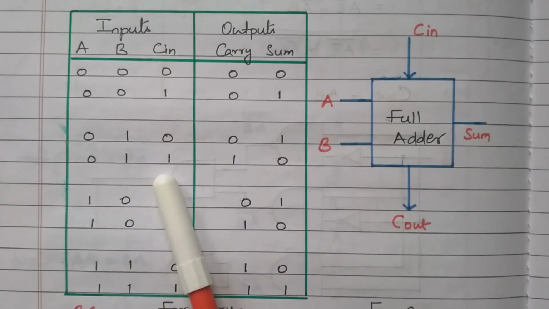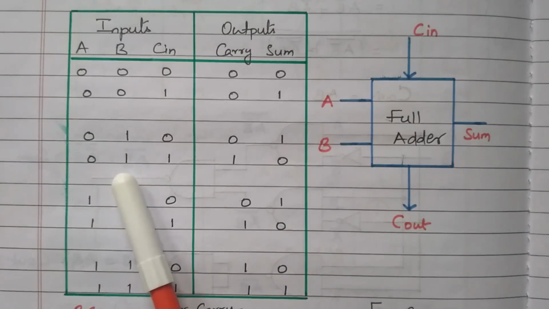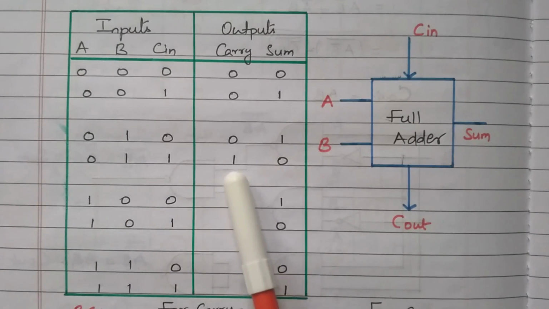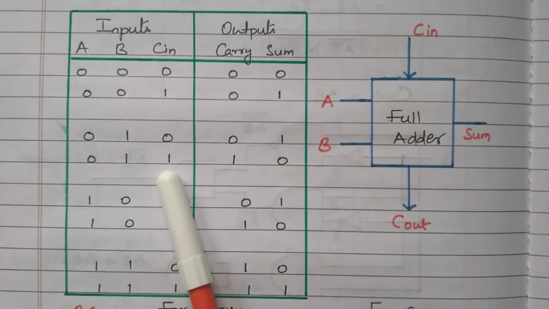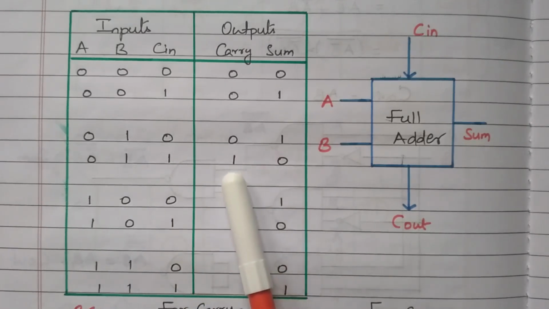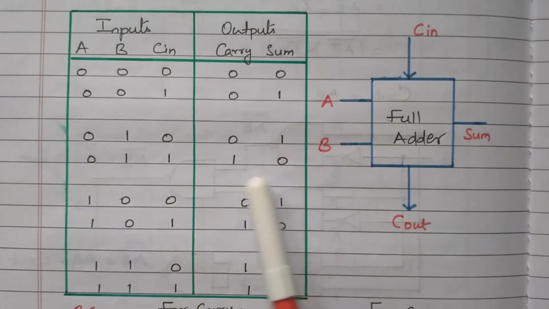0 1 1. What happened to 0 1 1? 0 plus 1 is 1, and while adding 1 plus 1, the sum is 0 and the carry will be generated. This carry should be added with the next digit. So 0 1 1 means the carry is 1, the sum is 0. Then 1 0 0 means the sum is 1, carry is 0.